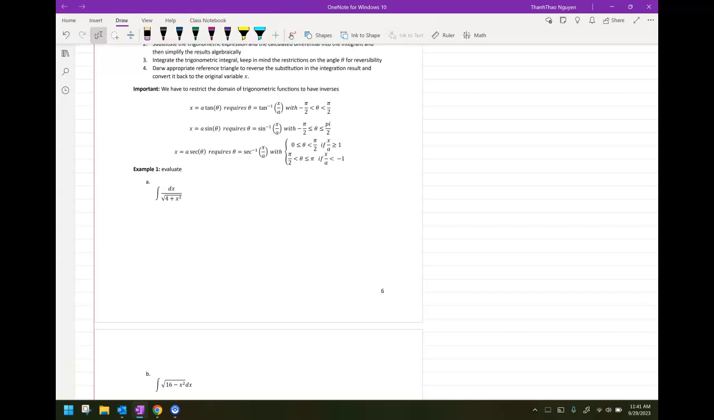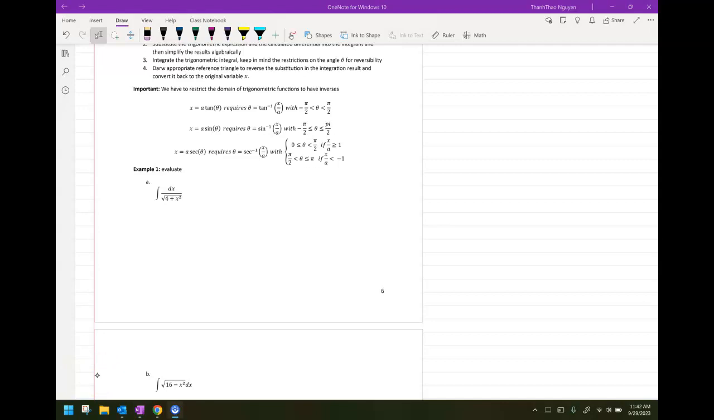So if we use x equals a tangent of theta, it would require theta to be between negative pi over 2 and pi over 2. For a sine theta, we require theta between negative pi over 2 and pi over 2, and note that they have the equal sign, so it includes the two endpoints. If we use x equals a secant of theta, we will require theta between 0 and pi over 2 if x over a is greater than 1. We require theta between pi over 2 and pi if x over a is less than negative 1.